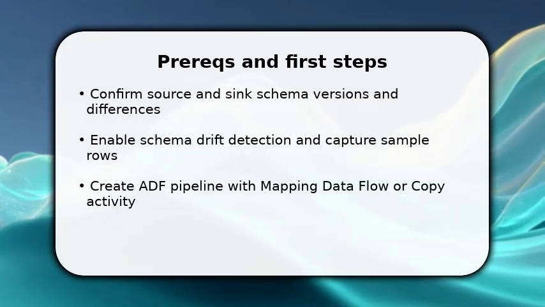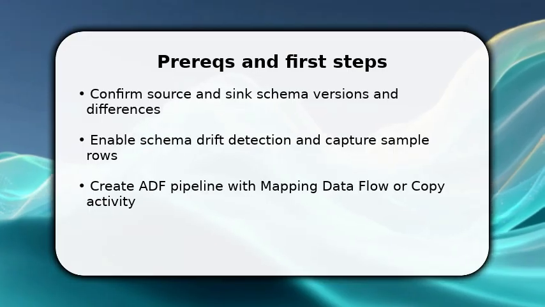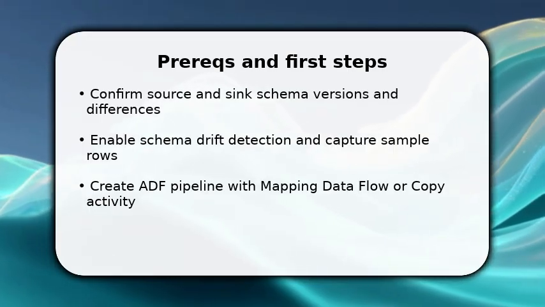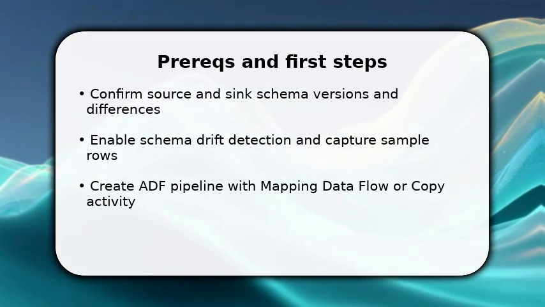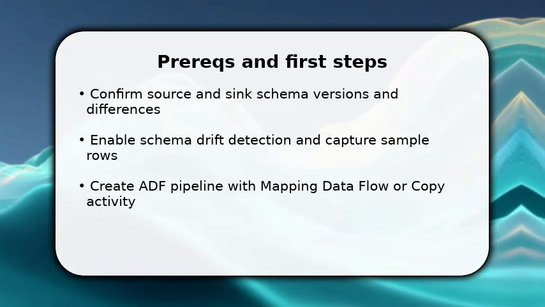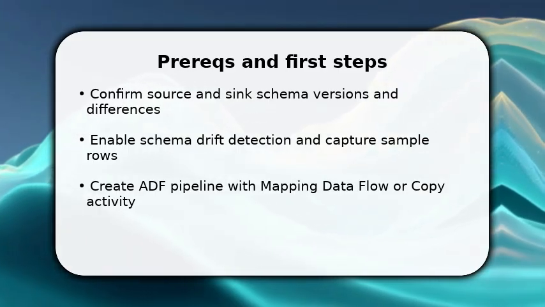You start by verifying source and target schema differences so you know what changed and why. Once done, enable schema drift detection or sample records to capture new columns and types.